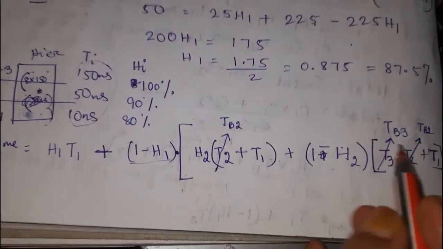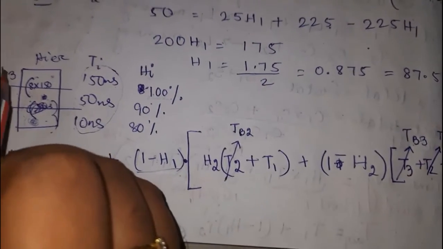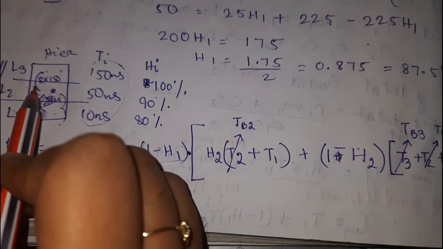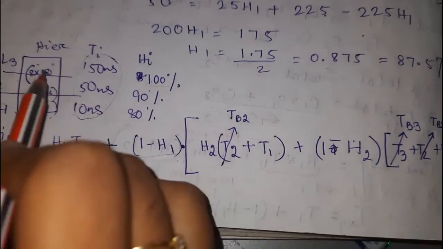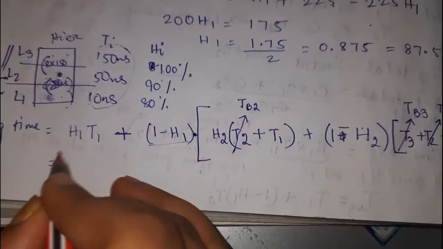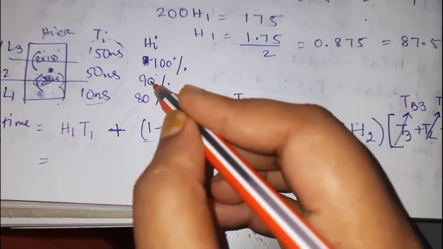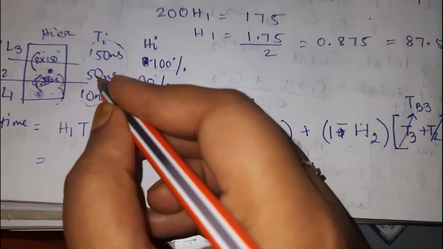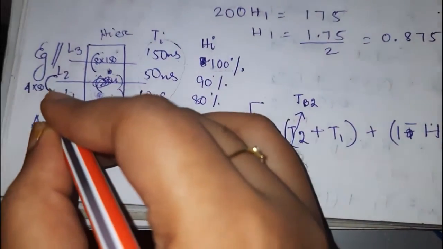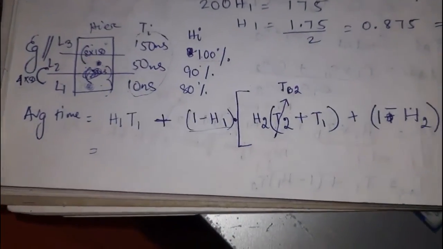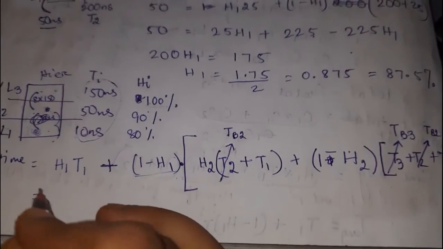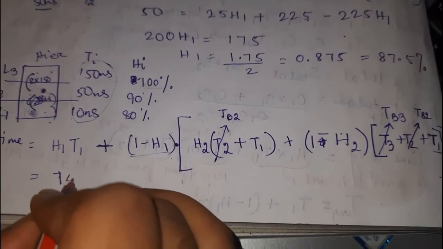So this TB3 will be 8 into 150, because in the question it was given that a block of 8 words is getting transferred, and this is the time taken for one word to transfer from L3 to L2. So now putting the values, H1, H2, T1, T2, T1, TB2, TB3, all in nanoseconds, and using a calculator we can find the answer to be around 74 nanoseconds.